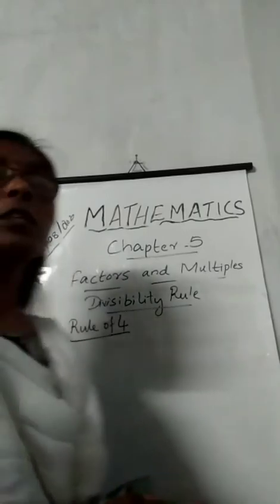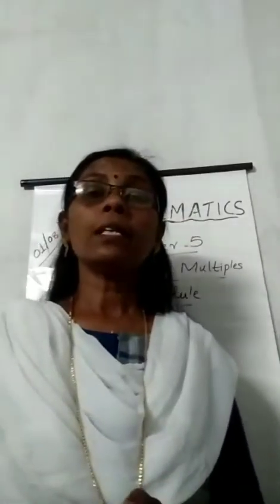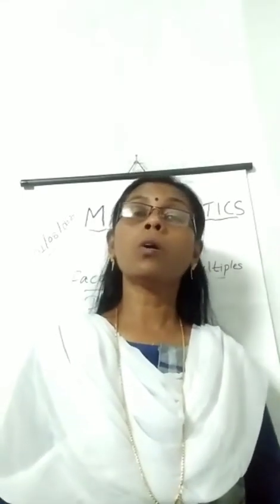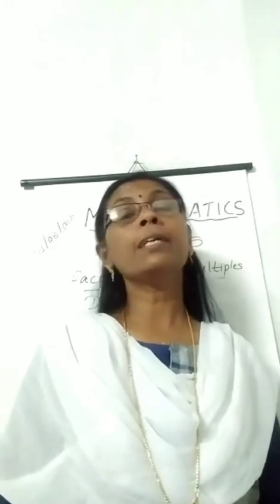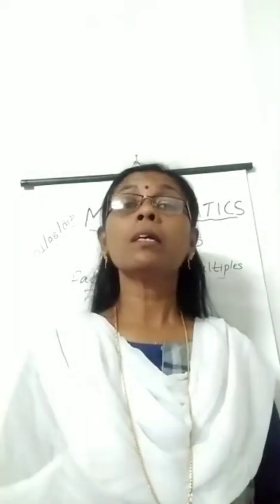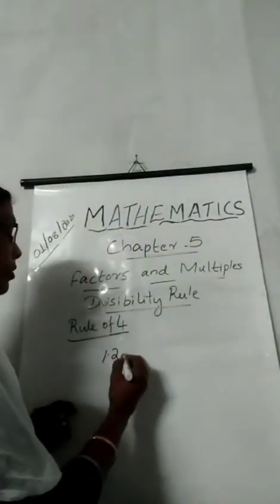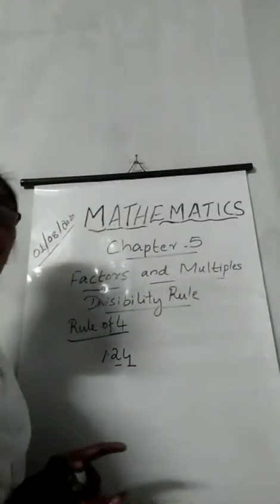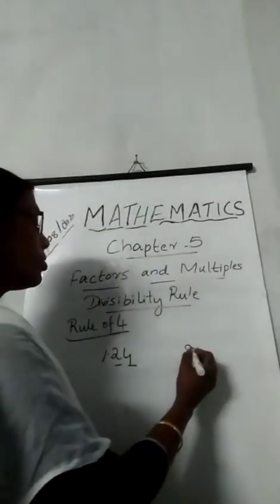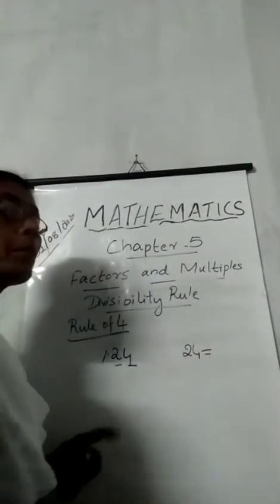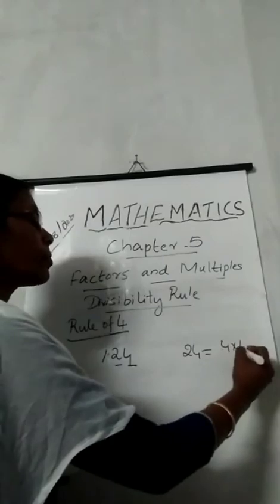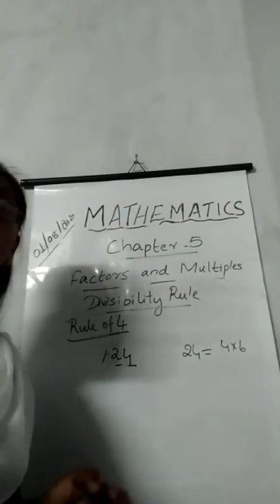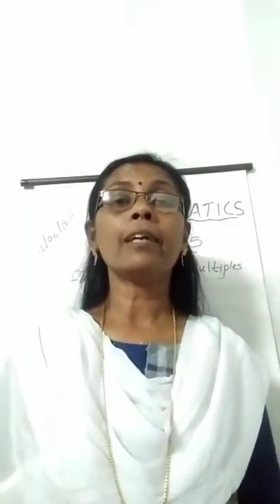Rule of 4. What is the rule of 4? If the digits in the ones and tens place are either 0 or form a multiple of 4, then that number is divisible by 4. See in 124, the same number, the last two digits are 24, and 24 is a multiple of 4, since 4 into 6 is 24. It comes in the table of 4. So 124 is divisible by 4, and 4 is a factor of 124.